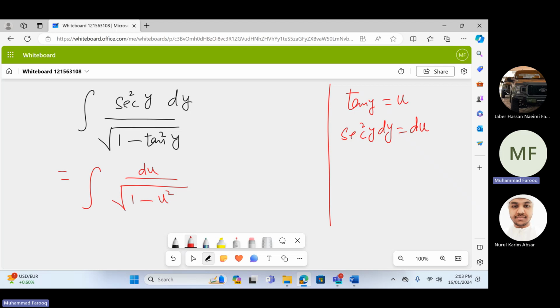Which formula is matched? That's it. So you have now sine inverse of u over a, where a is 1. u means tan y, and plus c because there is no limit. No problem. Good. You have done well. Get the idea? Right.